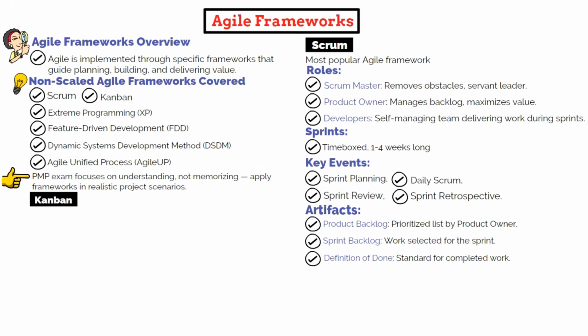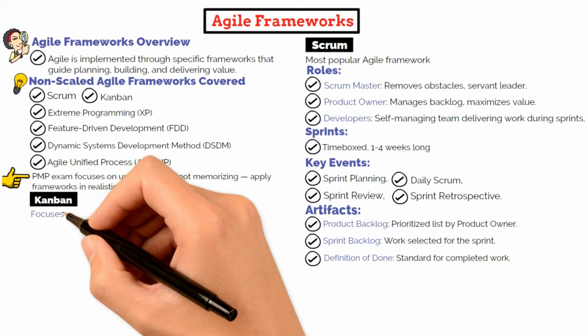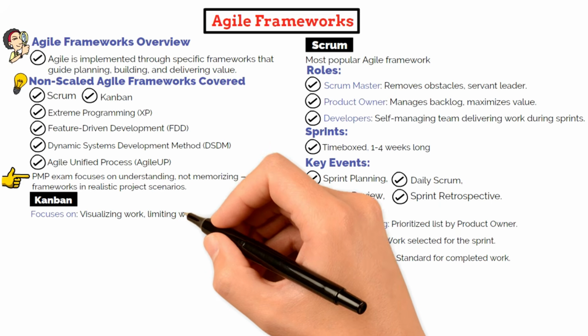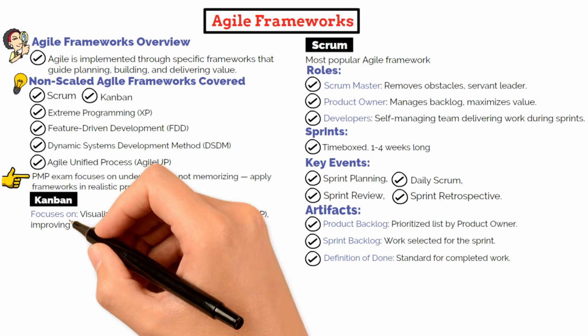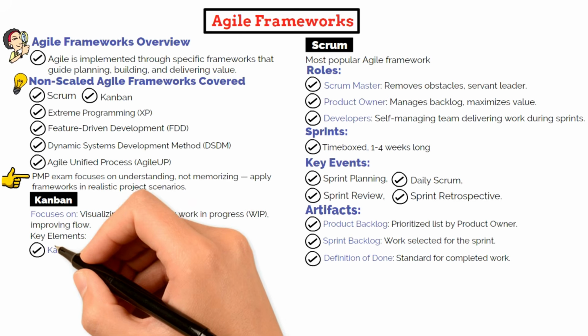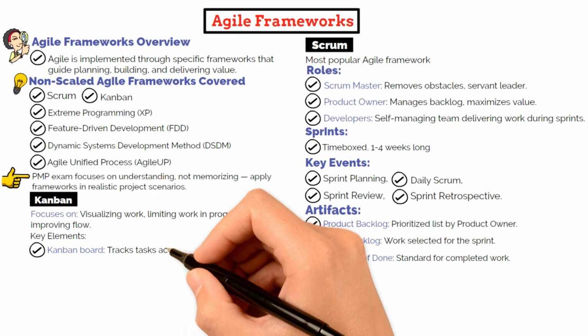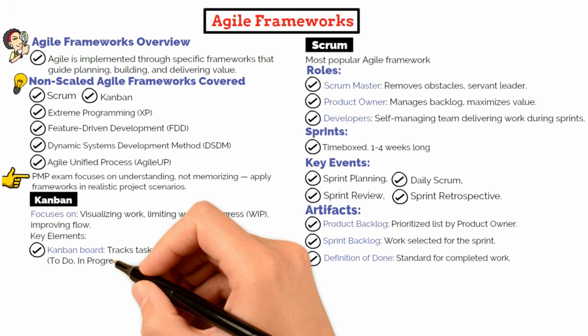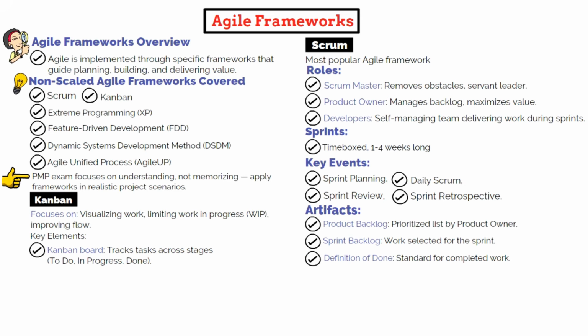Next, let's look at Kanban, a flow-based Agile method that focuses on visualizing work, limiting work in progress, and improving flow efficiency. Unlike Scrum, Kanban doesn't use sprints or time boxes. Instead, teams use a Kanban board to track work as it moves through stages like to do, in progress, and done. This helps identify bottlenecks and manage work more effectively.